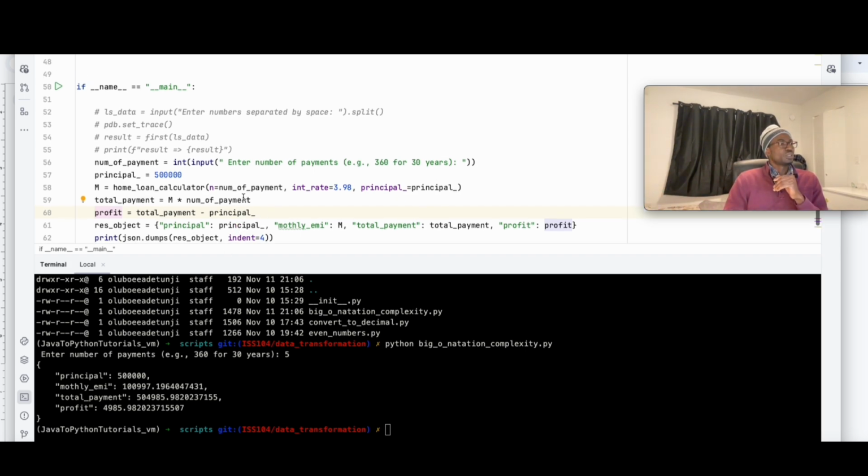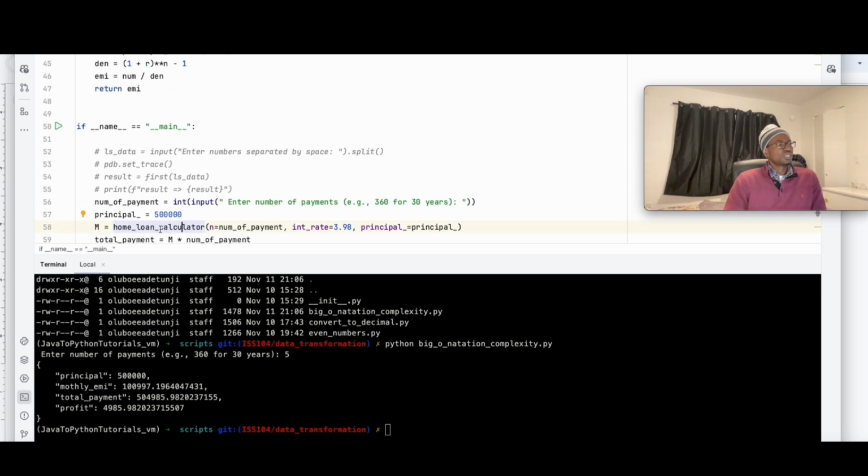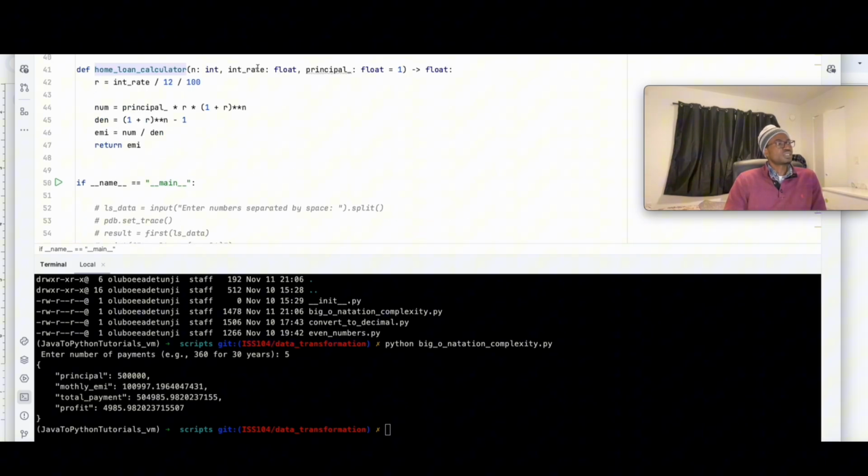So I'm going to run the code now, but before I do that, let me just show you the function here, which is home loan calculator. You can see it here. It's taking 3 arguments: the number of payments, the interest rate and the principal. You can see the interest rate here, we are dividing by 12 because it's a monthly rate, and then we divide by 100 because it's a percentage.